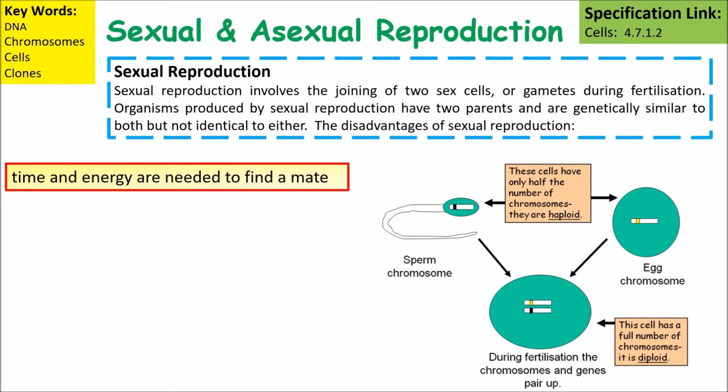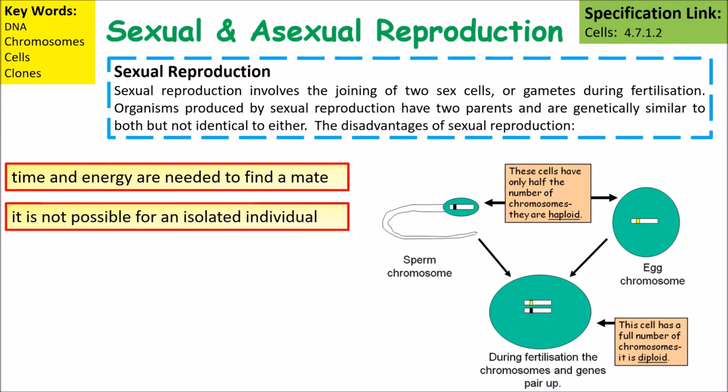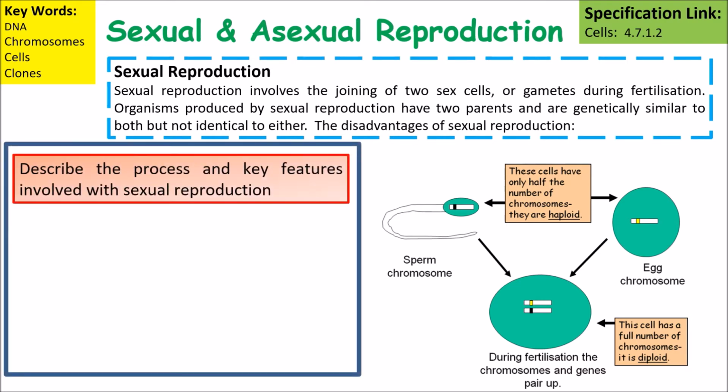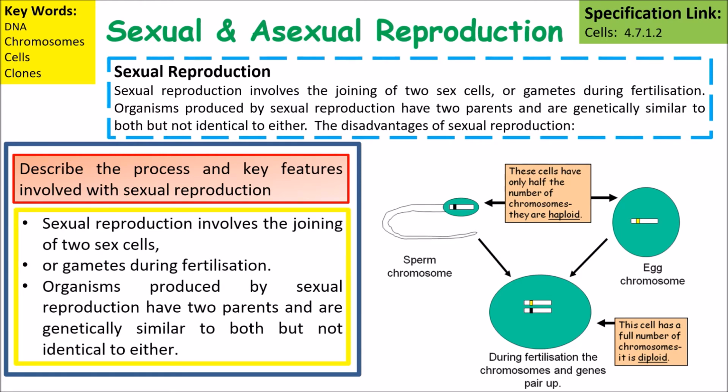The disadvantages of sexual reproduction are that it can take time and energy to find a mate. It is not possible for an isolated individual. It can take a long time, and it does not ensure that the best set of genes are necessarily kept together. So if we're describing the process and key features involved in sexual reproduction, it's things like sexual reproduction involves the joining of two sex cells or gametes during fertilization, and organisms produced by sexual reproduction have two parents and are genetically similar to both but not identical.